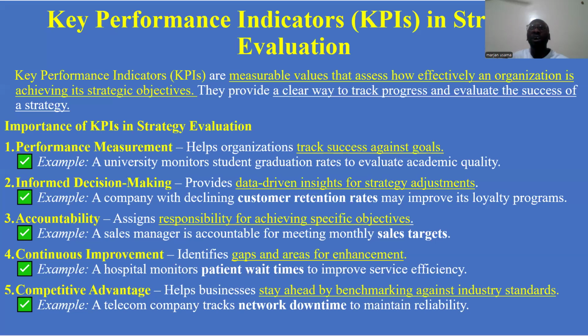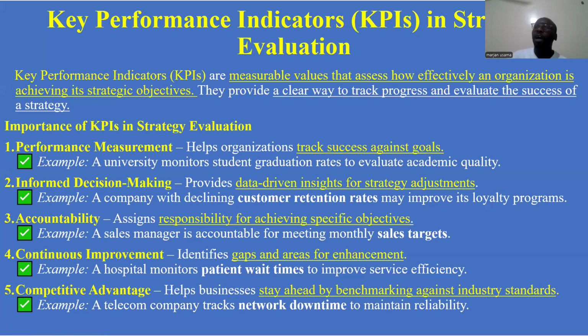If the graduation rate is low, it means Alpha has a problem. It means that its program is not competitive. Number two, informed decision making. These key performance indicators can help us to do what? To make decisions. Accountability. These performance indicators help us to hold people accountable.